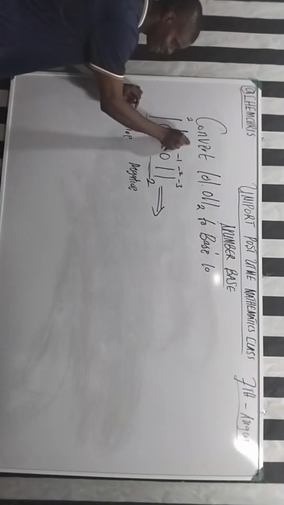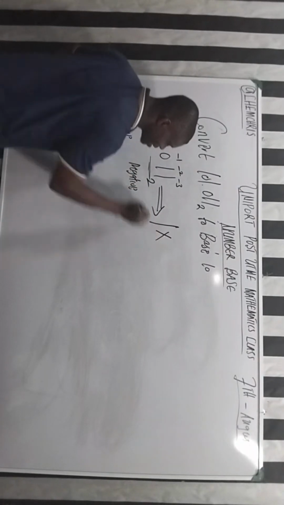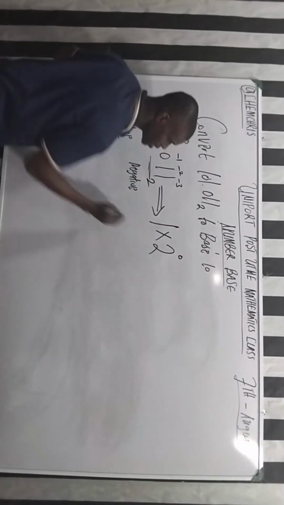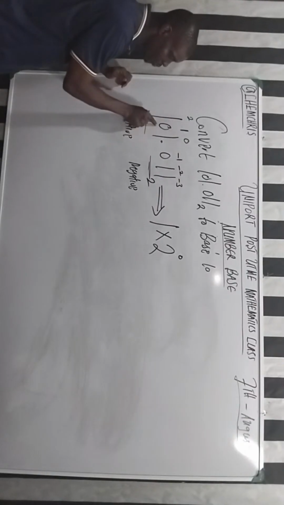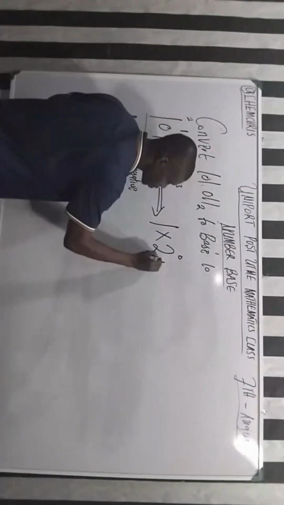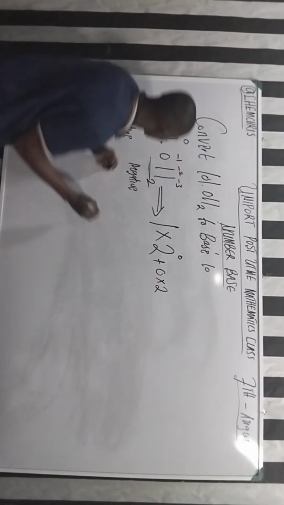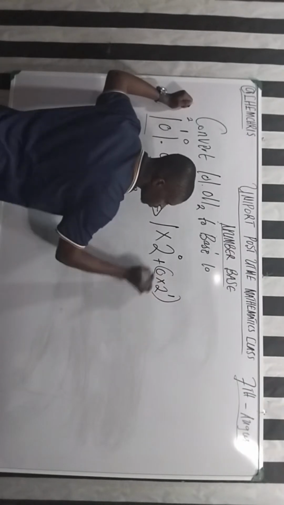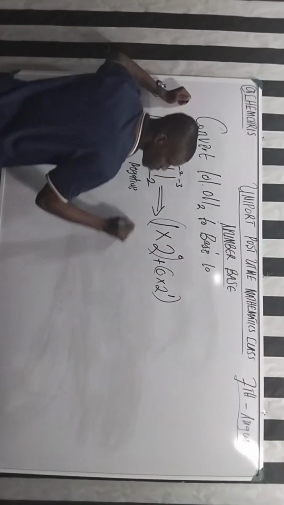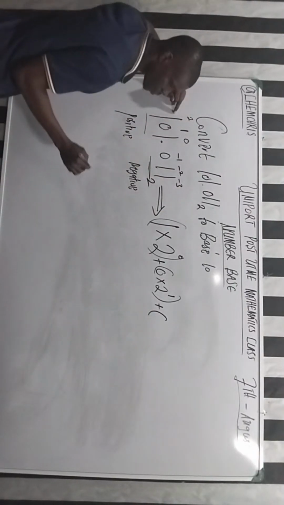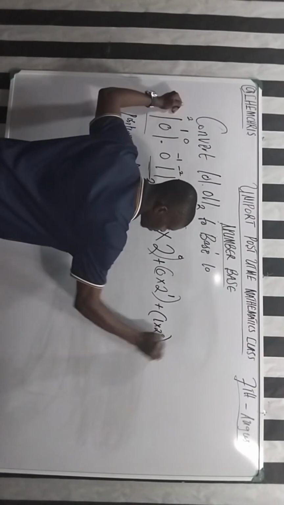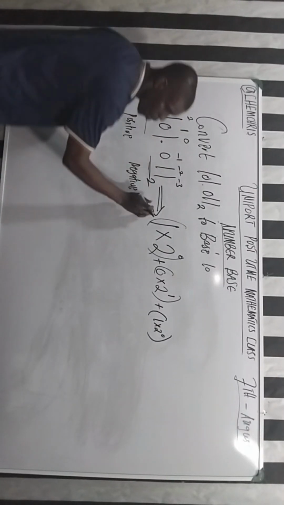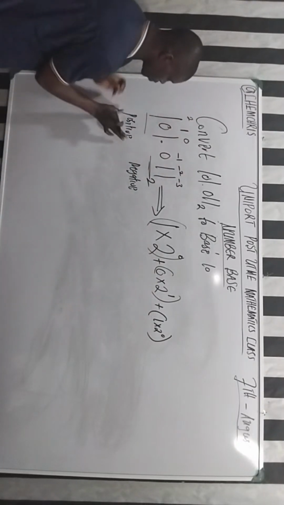So this one, the position is 0. So it will be 1 times the base raised to 0. Just that. So I'm done with this one here. This one is 0, so it will be 0 times 2, and the position is 1. Let me put it in brackets. Plus, here we now have 1 times 2 raised to the power 0. So we are done with the positive aspect here, 1, 0, 1.